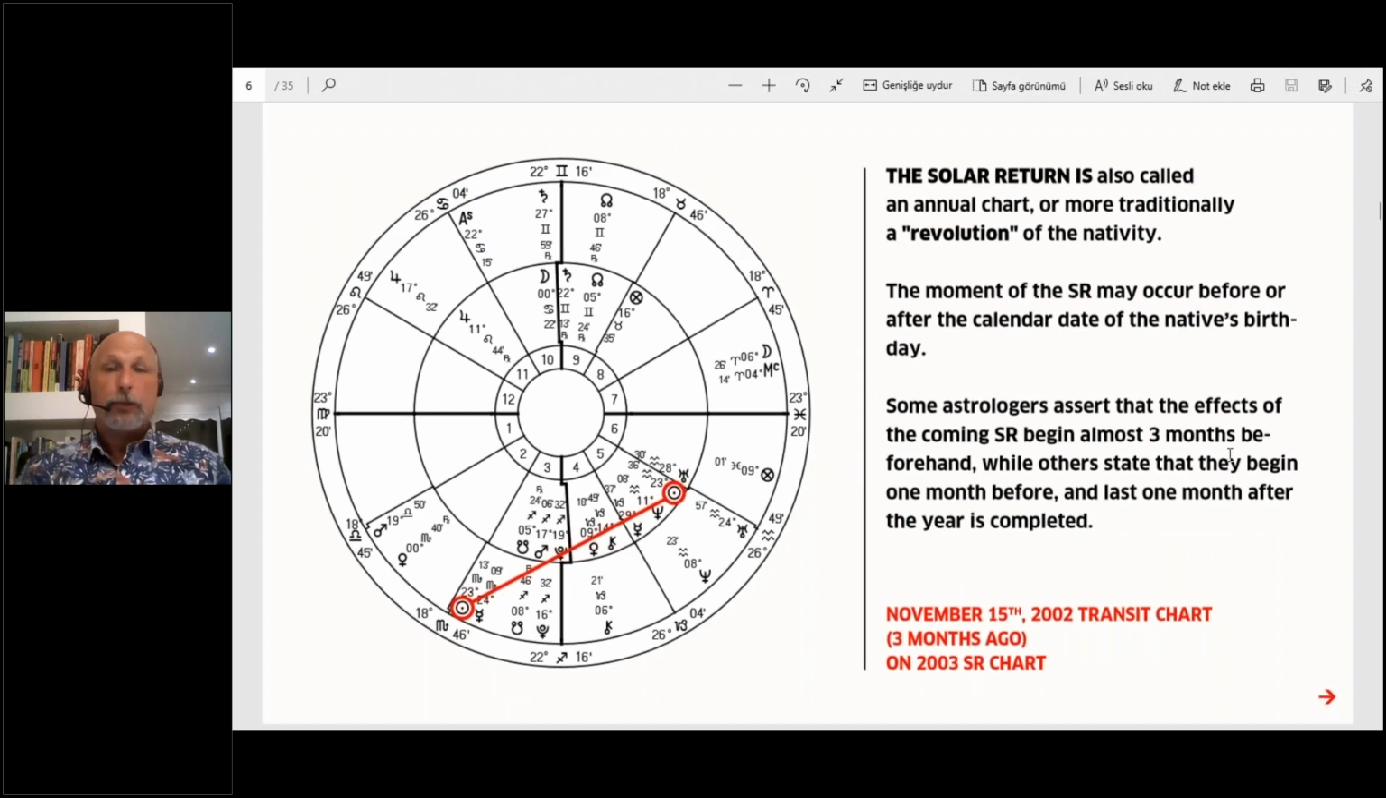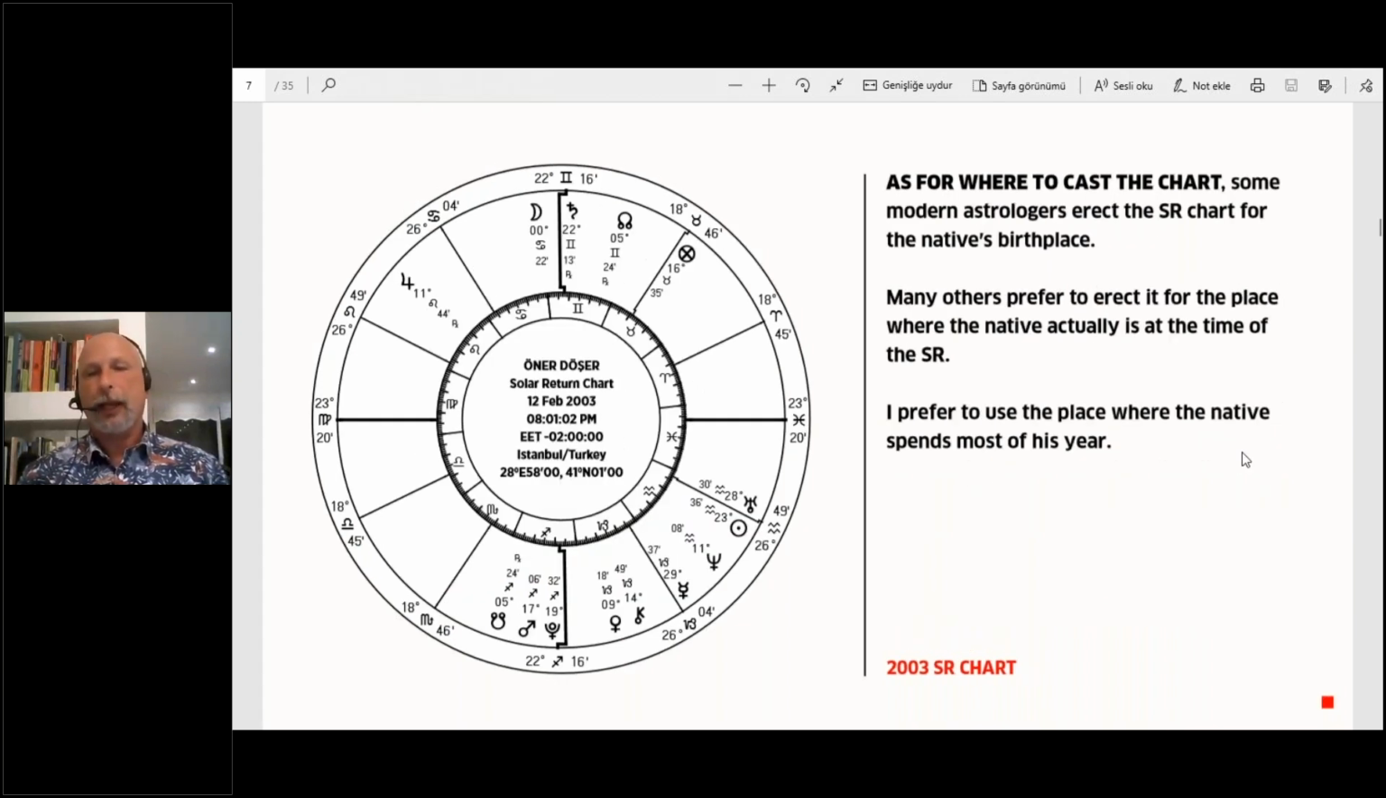As for where to cast the chart, some modern astrologers erect the solar return chart for the native's birthplace. Many others prefer to erect the solar return chart for the place where the native actually is at the time the solar return enters. And what I prefer is to use the place where the native spends most of his year.